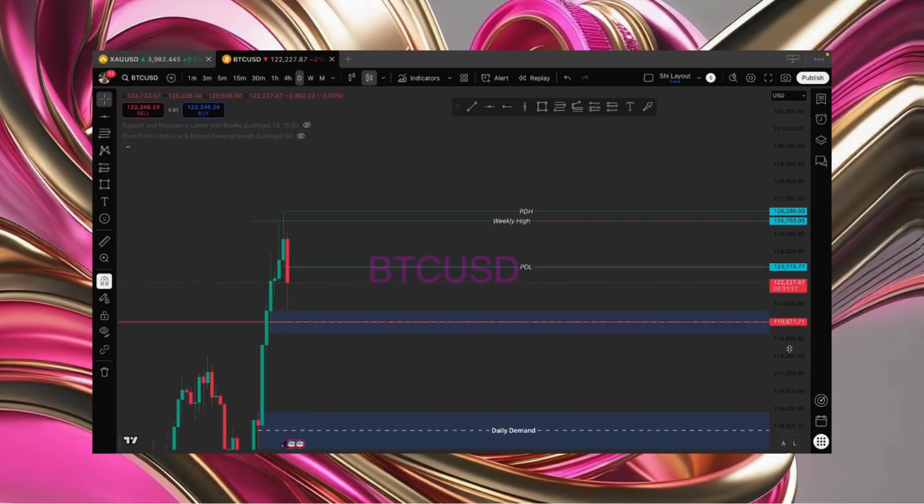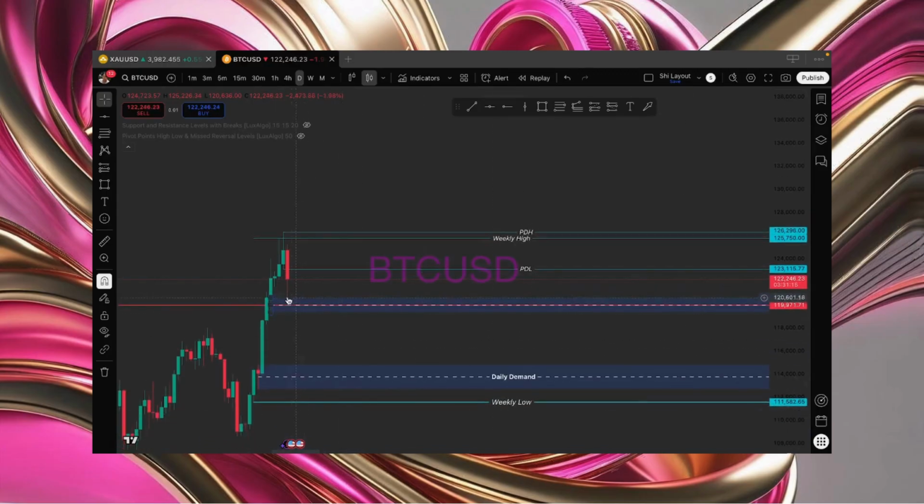So on the daily, this 4-hour demand zone shows right here, and then we do have a daily demand zone which will tap all the way back into 114. Hopefully it doesn't do that. It just gains enough momentum to continue on. But hey, this is Bitcoin, we never know. But I love trading Bitcoin because Bitcoin respects market structure so well.